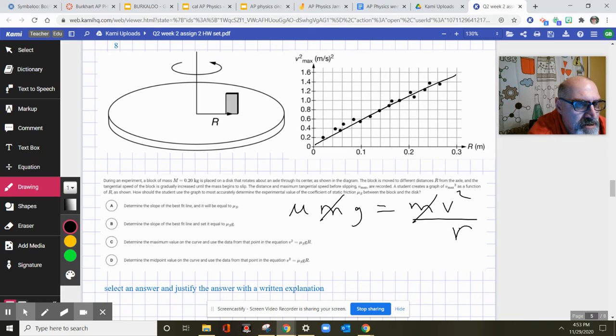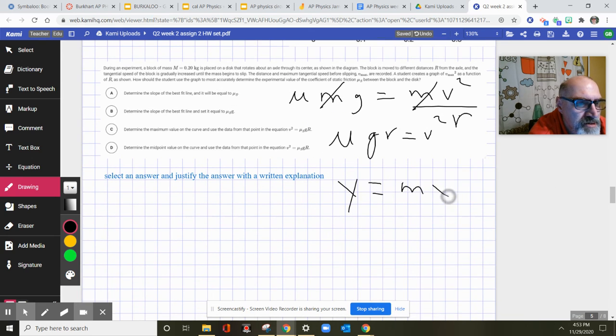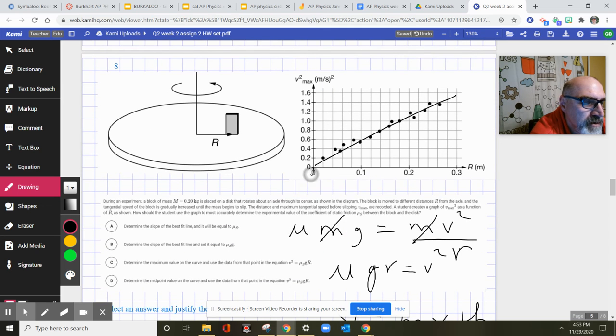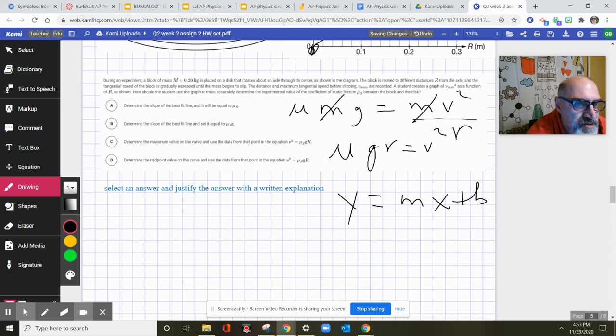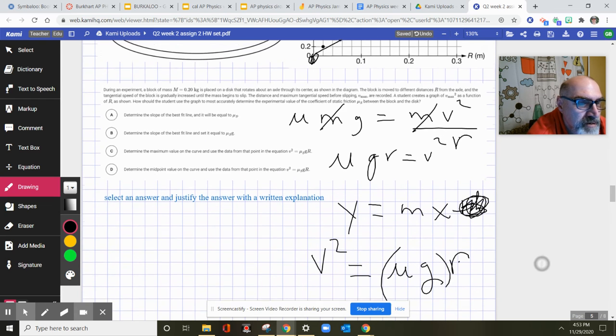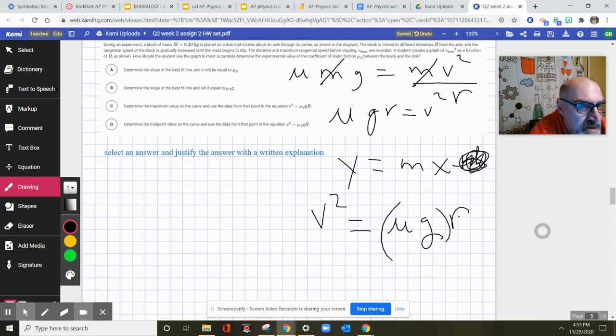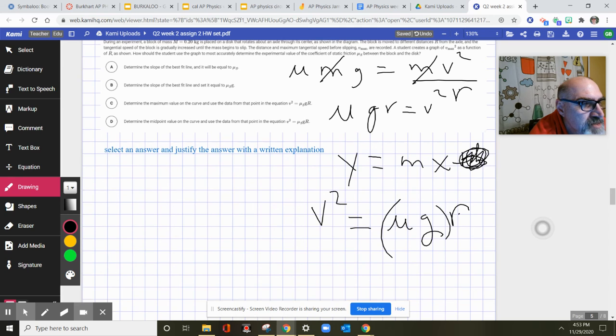Mass cancels, so basically what you have here is mu g r equals v squared. So that is like a formula like y equals mx plus b. Well, b is 0, right here, because if there's 0 v, there's 0 r. So y equals mx. So v squared is on the y-axis, and r is on the x-axis. So the slope is mu g. So if I want to figure out what the coefficient of friction is, I have to find the slope of the line, of the best fit line.